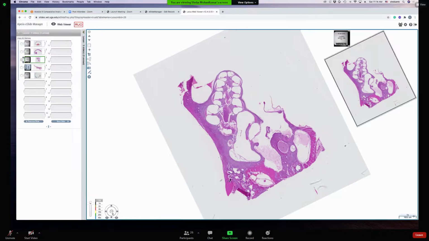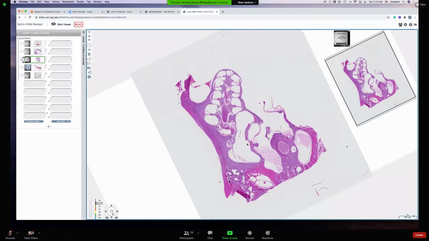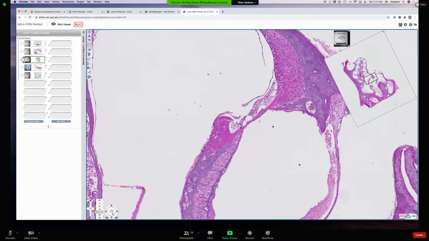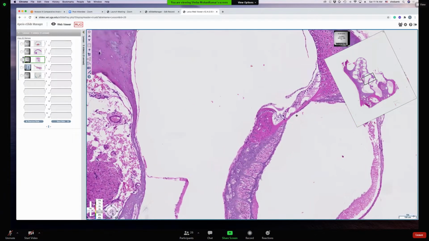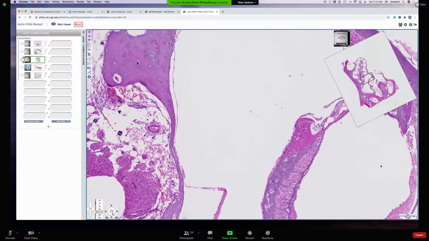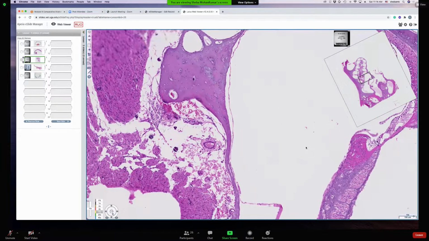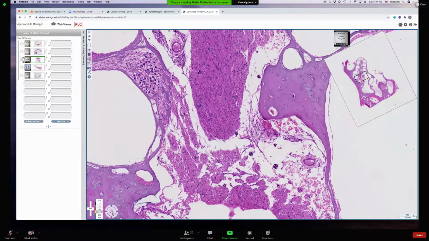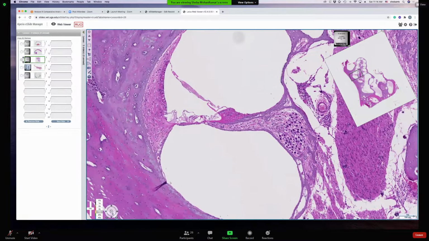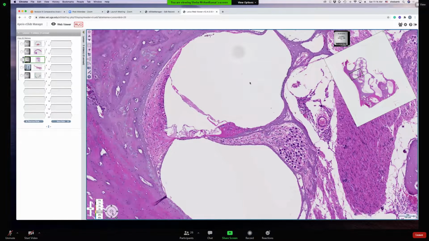So let's go take a closer look. We don't have in this section an example of the macula, we don't have an example of the crista ampullaris, but we definitely have good examples of the organ of Corti. Okay, so we need to know what these different spaces are called in the cochlea.